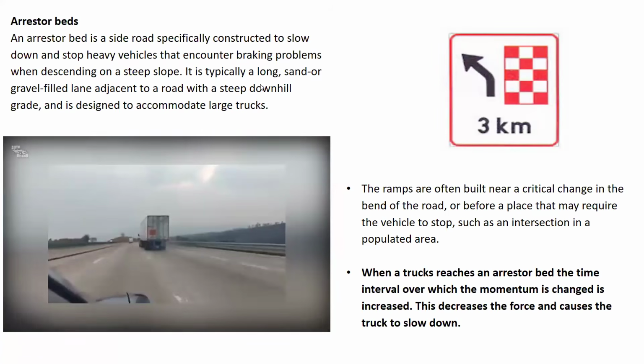All right, so basically that's the idea. There are many parts of this video, but that's the idea. The object is moving at a very high speed, and you want a force to act on it over a longer period of time so that it can decrease greatly the velocity of that object. You can see from the examples in this video that it's designed to accommodate large trucks, and it's called an arrestor bed.